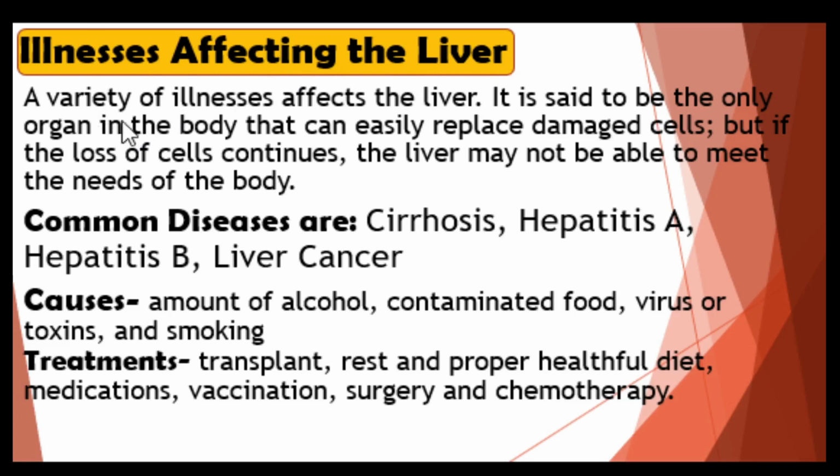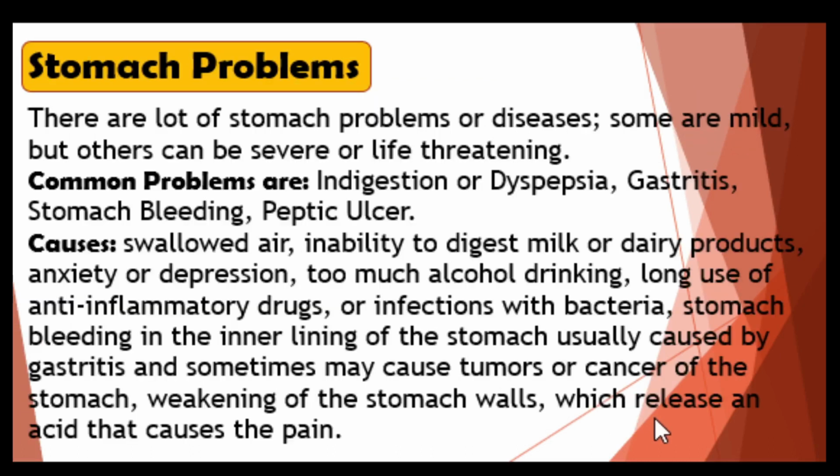Illnesses affecting the liver. A variety of illnesses affect the liver. It is said to be the only organ in the body that can easily replace damaged cells. But if the loss of cells continues, the liver may not be able to meet the needs of the body. Common diseases are cirrhosis, hepatitis A, hepatitis B, and liver cancer. Causes: amount of alcohol, contaminated food, virus or toxins, and smoking. Treatments: transplant, rest and proper healthful diet, medications, vaccinations, surgery, and chemotherapy.